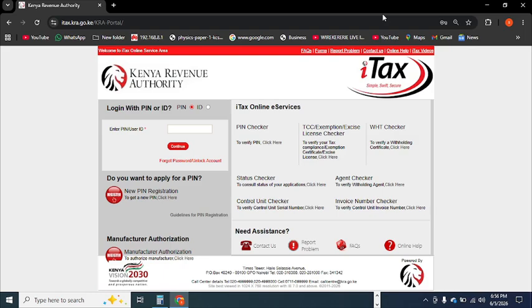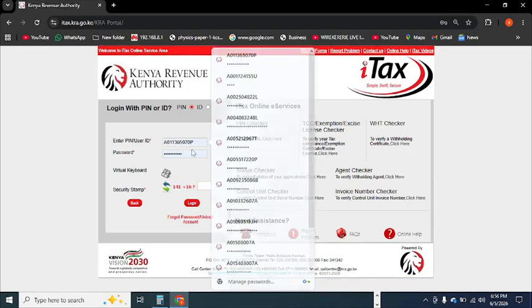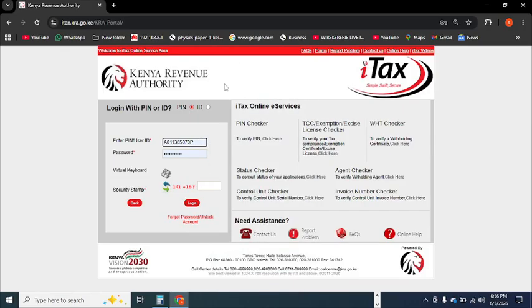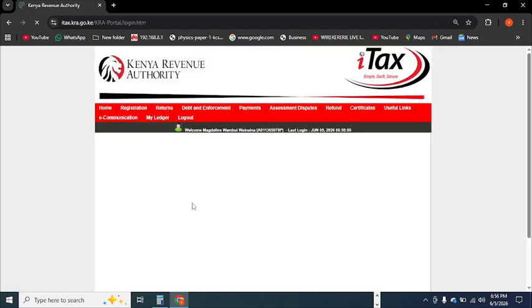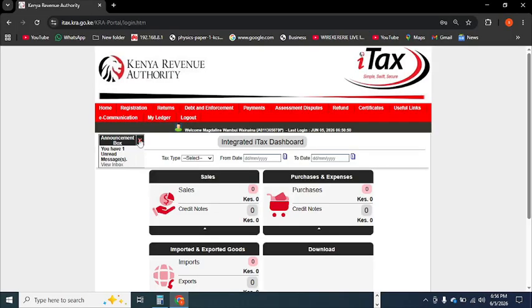What you need to do is get into the iTax portal by populating your iTax PIN. Then you need to hit continue. When you hit continue, you shall be taken into this interface. You need to ensure that you have entered the correct PIN, and then you need to do a simple mathematical computation here, which is 141 plus 16, giving us a value of 157. Then you need to log in. When you log in, you shall be taken into this interface.